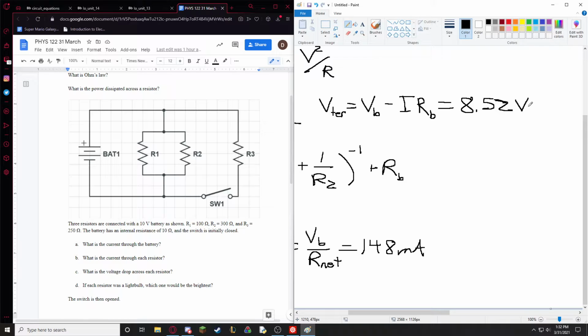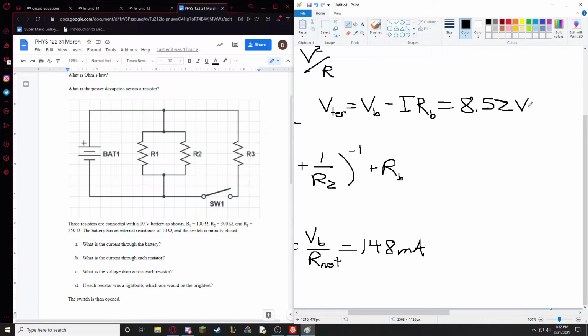So now that we have our voltage across the terminals, how do we get the voltage dissipated across each resistor? It'll just be 8.52, right? Yep, exactly. And why is that? Because they're in parallel. Yep.